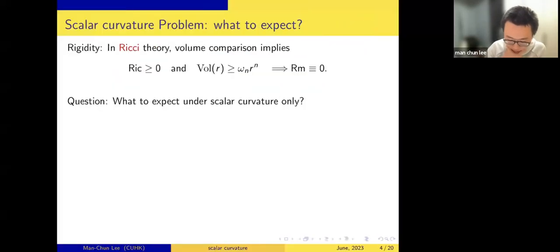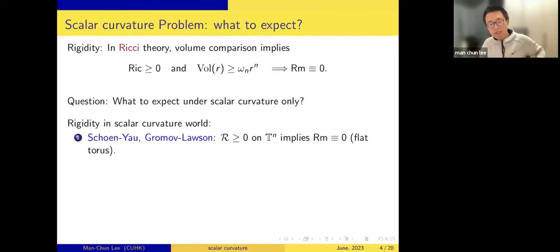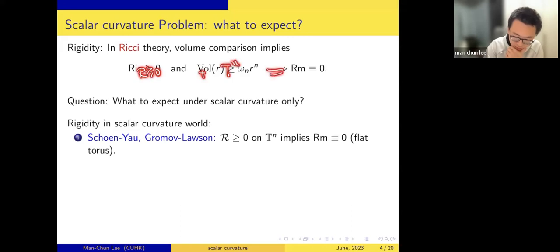And if you want to ask the same thing for scalar curvature, then you ask something like, scalar curvature here and something else, which forces the curvature to be zero. Here comes the most important theorem in scalar curvature geometry by Schoen and Yau and Gromov-Lawson, which says that the torus has vanishing Yamabe type, or equivalently, scalar curvature lower bound plus torus implies flat.